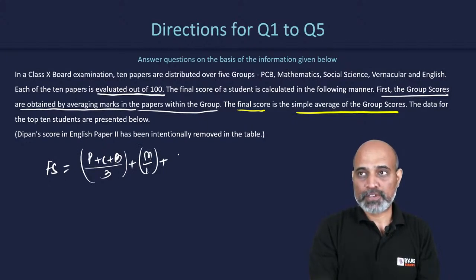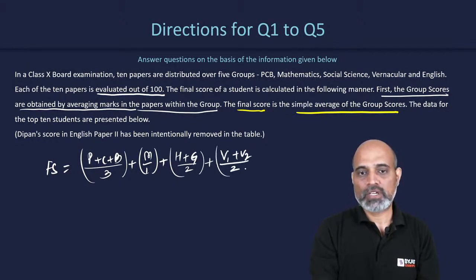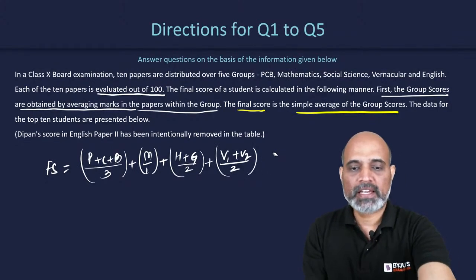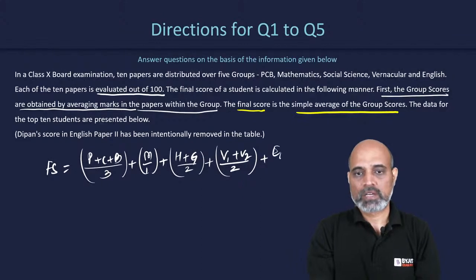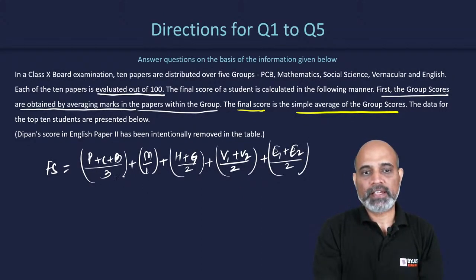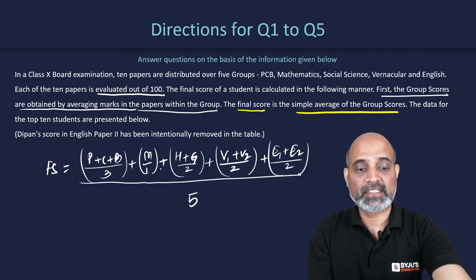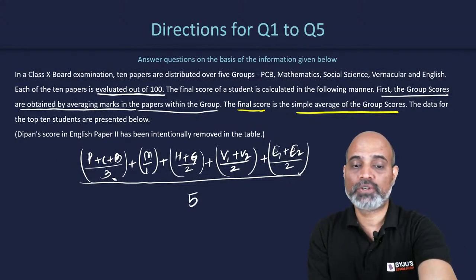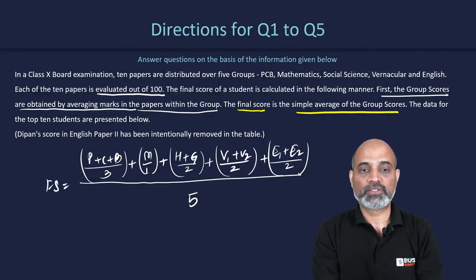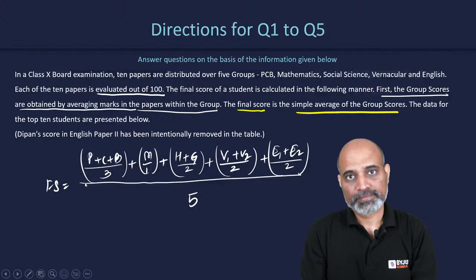Then we have social science, which is the average of history and geography. Then we have the average of vernacular 1 and vernacular 2. And then we have English, the average of the first and second paper. So there are 5 calculations that we'll be doing. You further divide it by 5, and this will result in the final score of a particular student. So this is the formula that is going to be there.